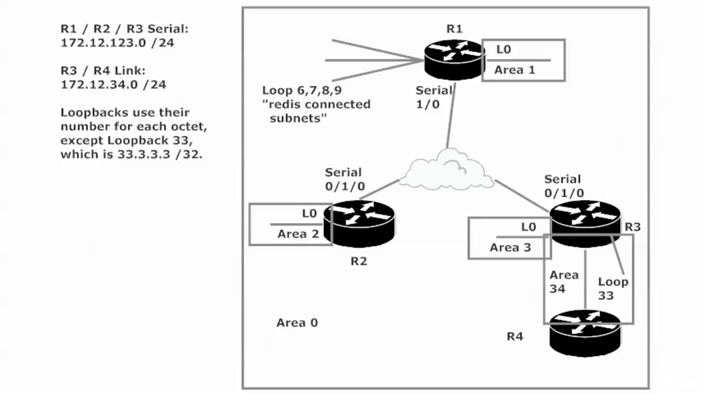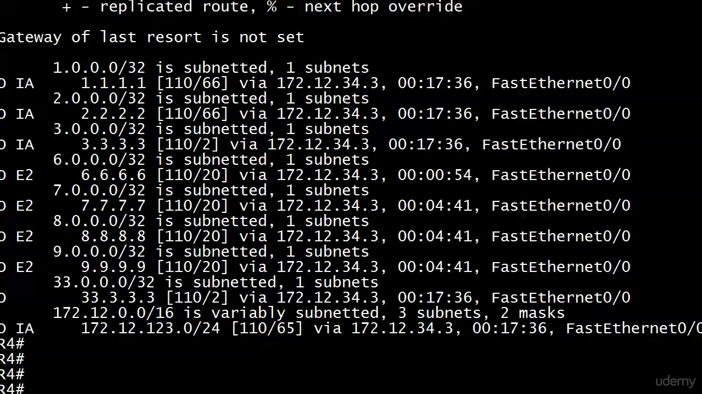So as far as R4 is concerned, we got a lot going on. We got one route that's in area 34. We got that loopback 33. We have some routes that are in other areas. And then we got this redistribute connected subnets thing with some kind of external route. So a lot of different route types showing up on router 4. Let's go to router 4 and have a look.